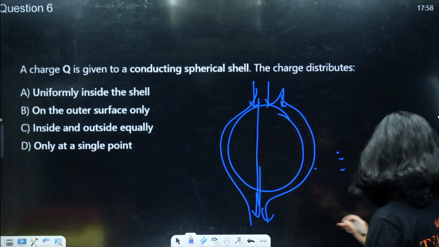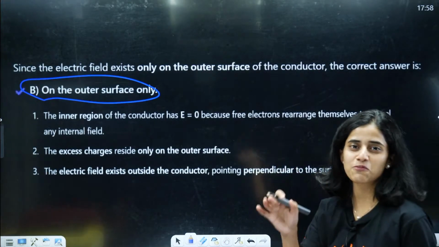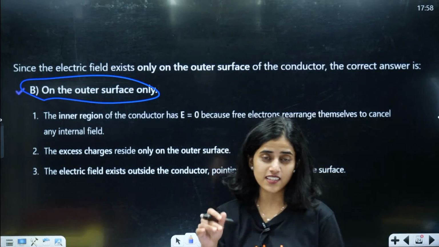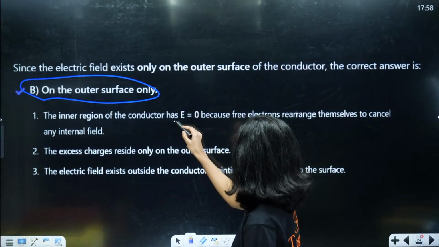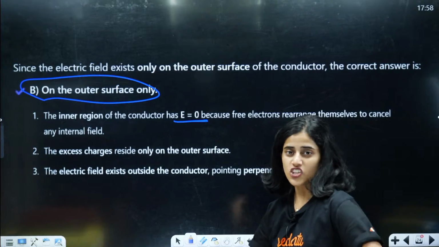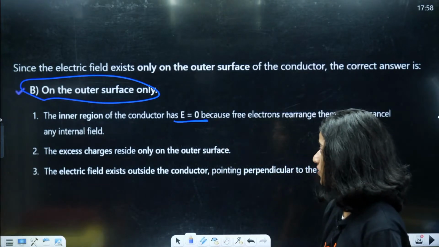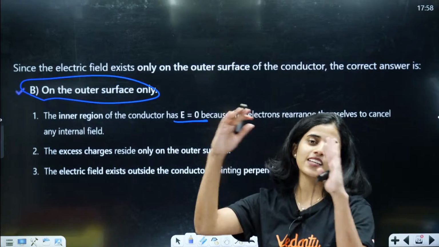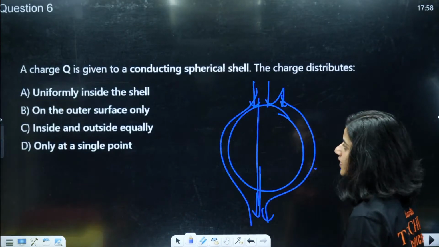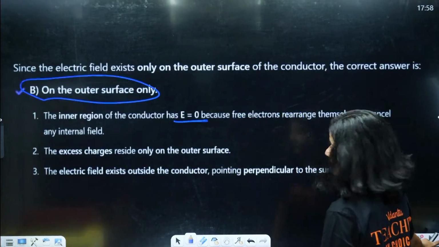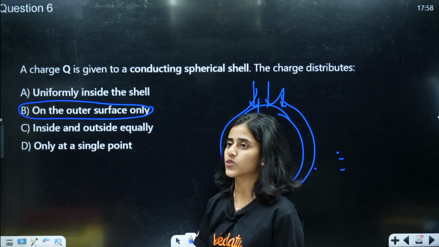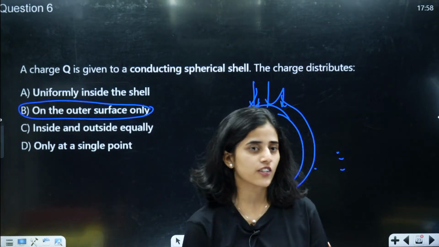Sorry for looking there. As ma'am said, I can't see properly. So yes, inside the conductor there are no charges. The electric field is 0 because the charges cancel out and you get 0. So all of the charges reside on the surface, on the outer surface only. Yes, Chandan, it's B. Very good.